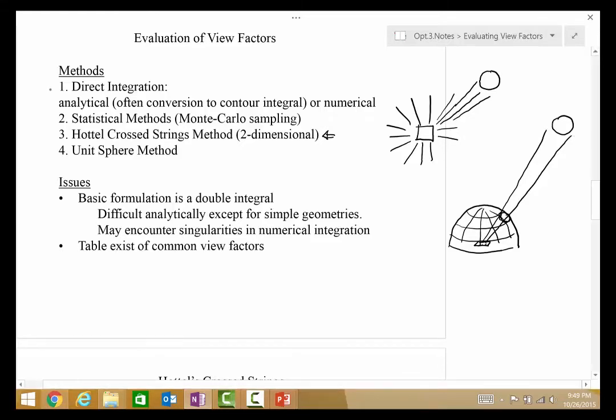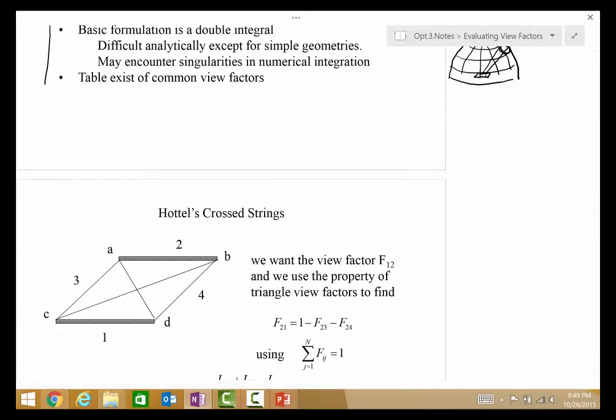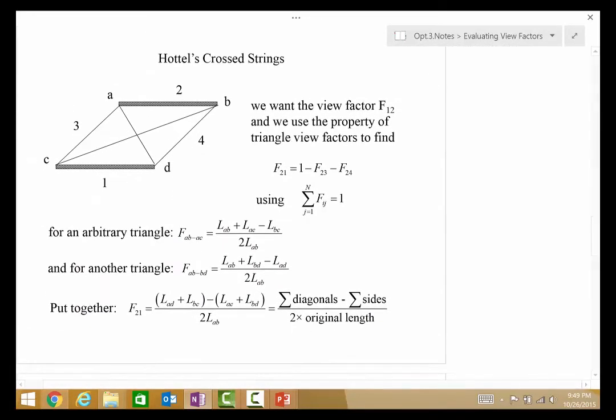So in general, you're not going to be using most of these methods. You will use the Hottel's cross-string method, and you'll use tables that have been made available in various reference guides. For two-dimensional systems, the Hottel's cross-string method is the way that we're going to actually look at these problems.